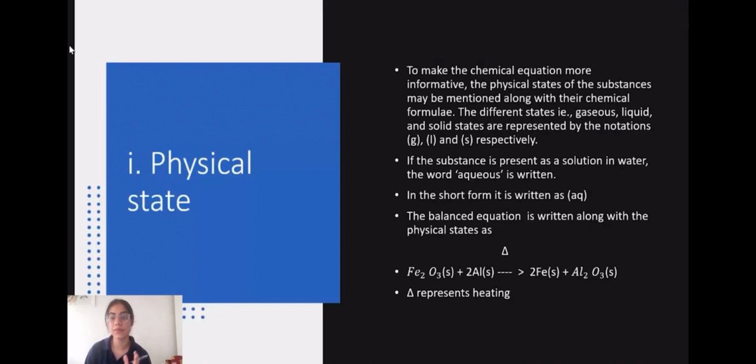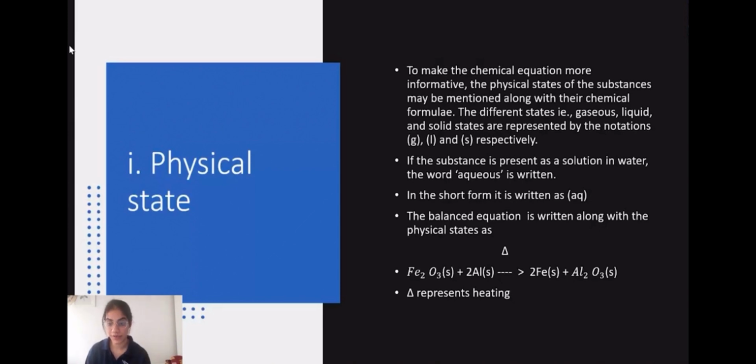If the substance is present in water as a solution, for example, a solution of sodium sulfate in water, then what we would write under brackets is aq. aq means the word aqueous. Aqueous means in water.